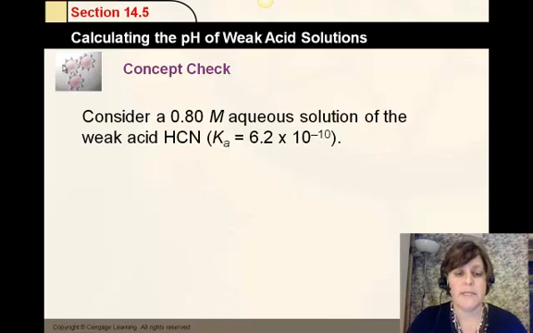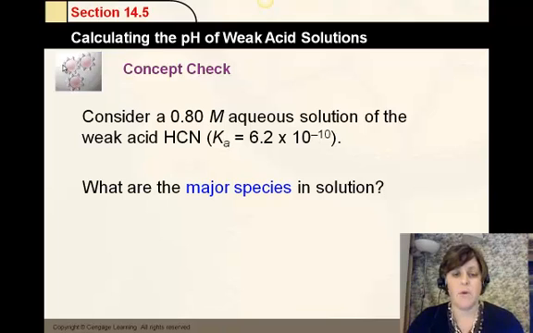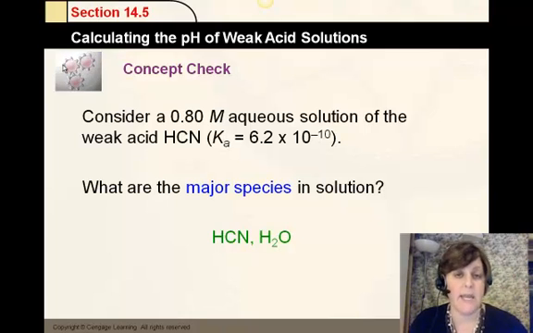Consider a 0.80 molar aqueous solution of the weak acid HCN. You can see that it has a Ka value of 6.2 times 10 to the negative 10. What are the major species in solution? What is there that's contributing to the hydrogen ions? Well, HCN and water. Now you might think, what about H+ and CN-? It ionizes slightly. Why isn't it a major species?